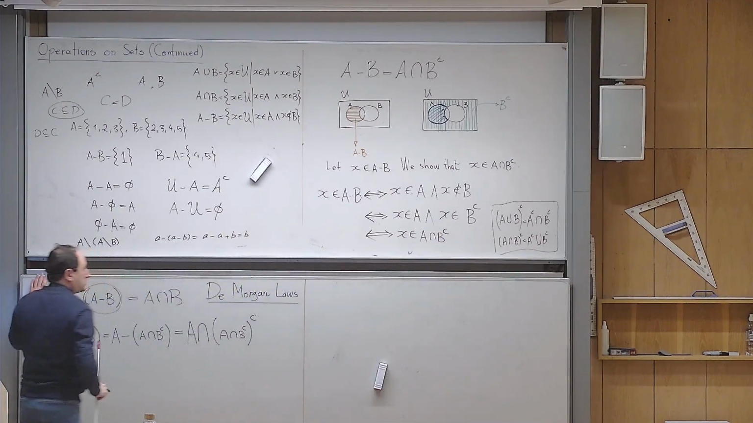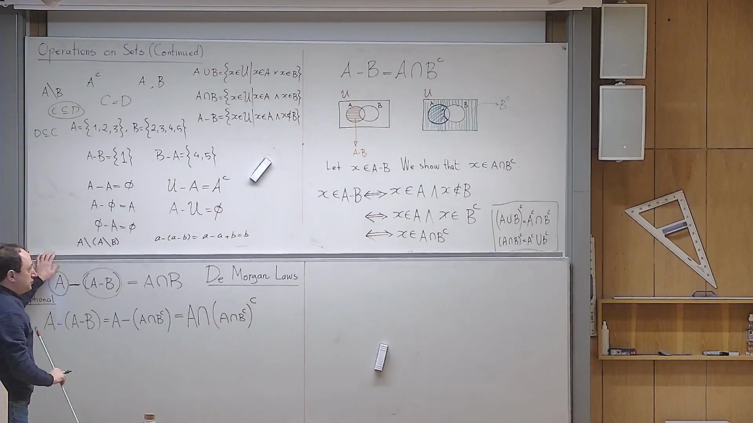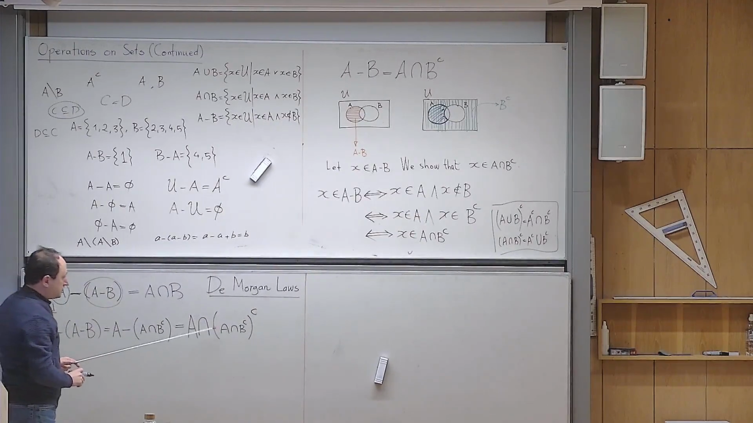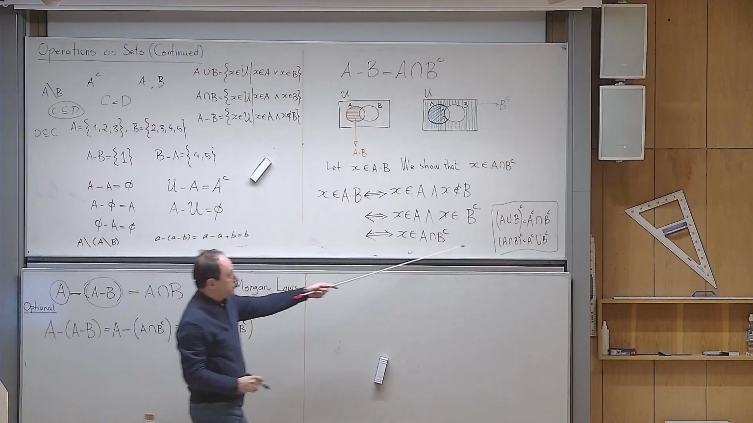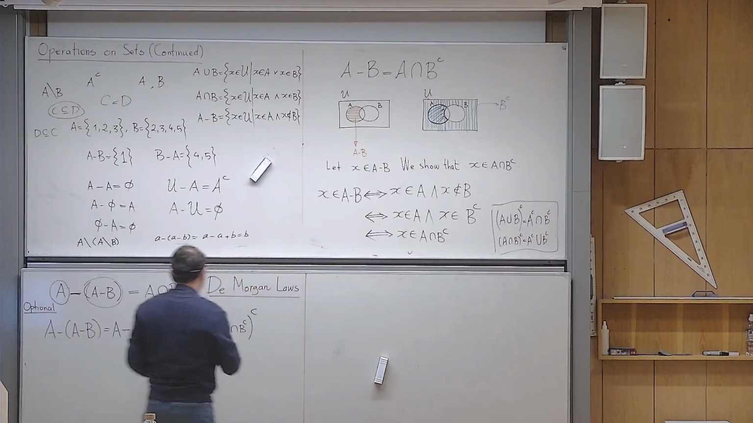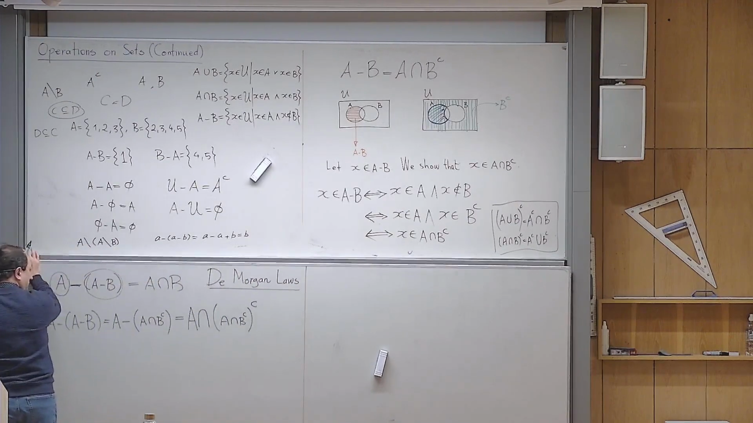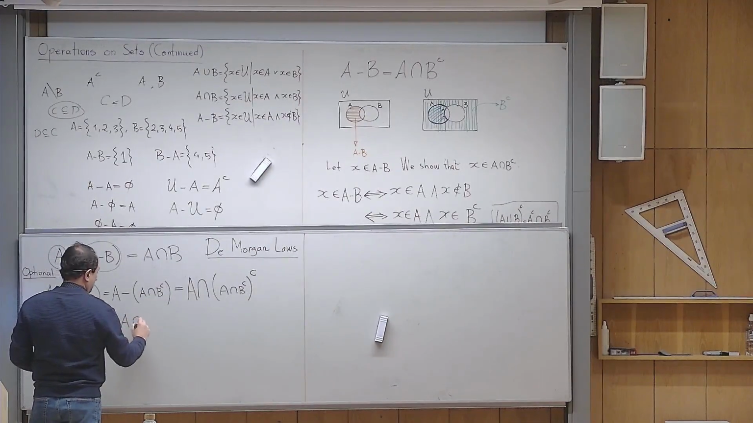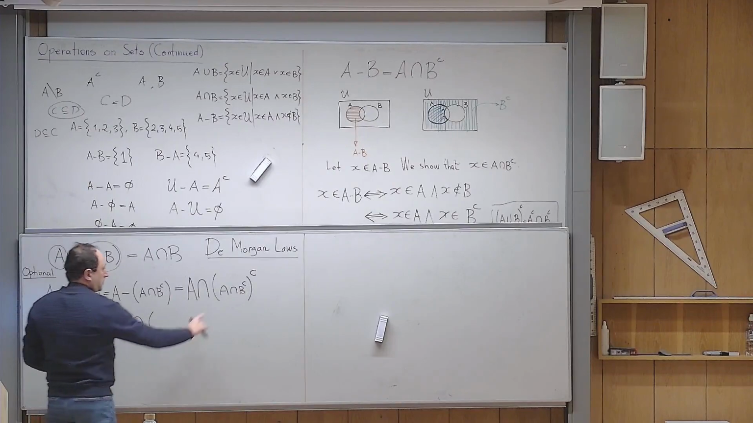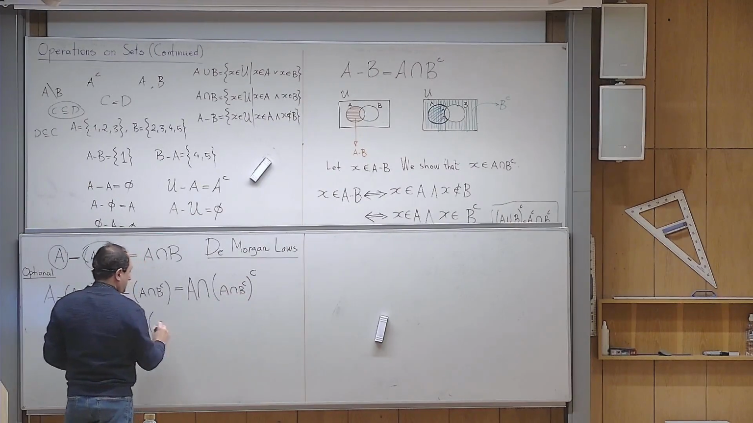Okay, so which one is suitable for our case? Because I have two sets intersected and then I want to make a complement out of it, so I can use the second rule, yes? So what can I write now? So I copy and paste this part, and then I complement these individually.